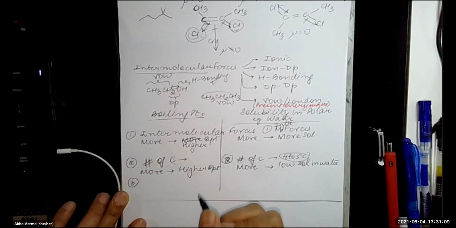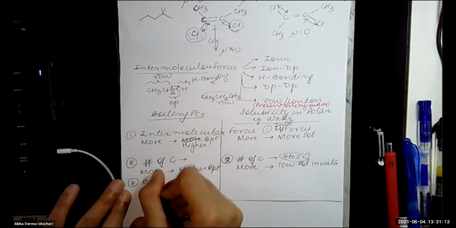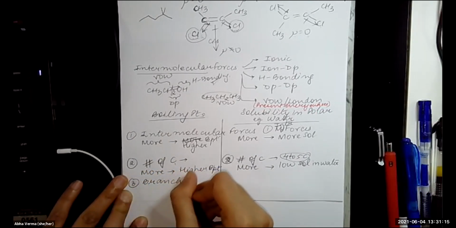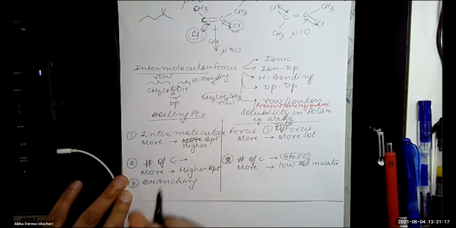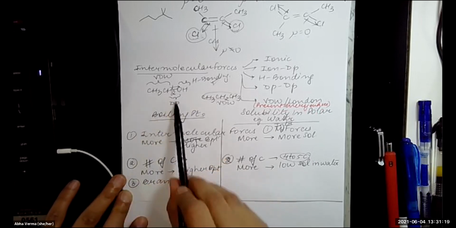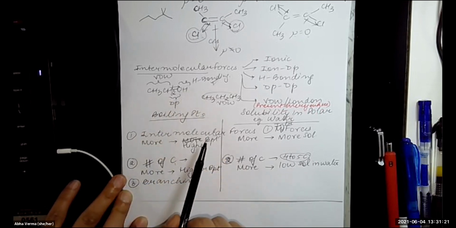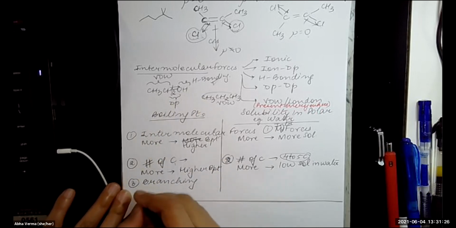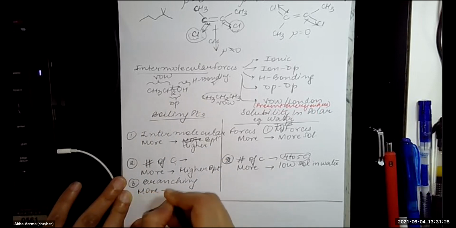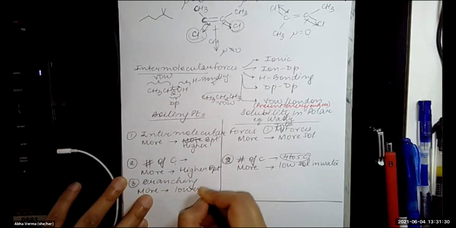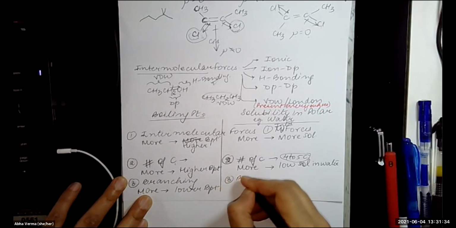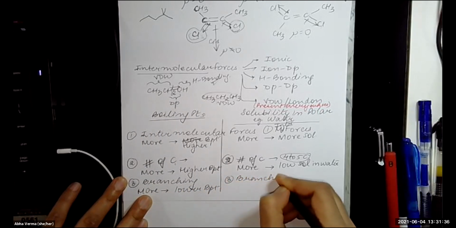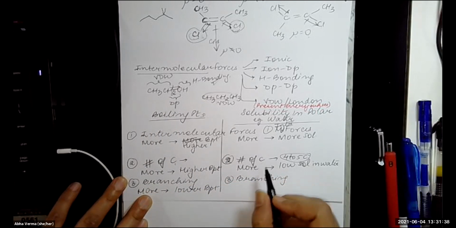If your number of carbons is also the same, what is the next thing that you must look at? Then you look at branching. Branching just indicates if you have a linear structure or any side chains on it. Branching lowers the boiling point. But what does branching do to your solubility?